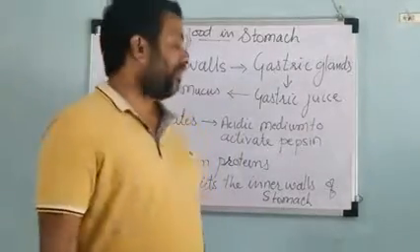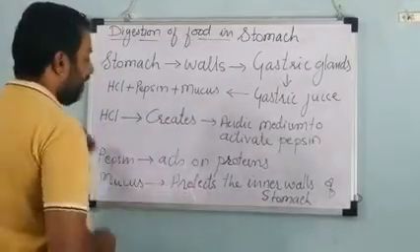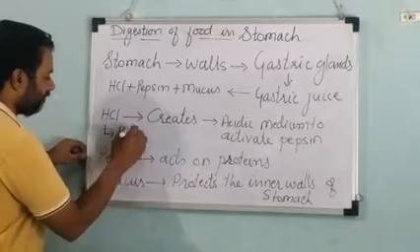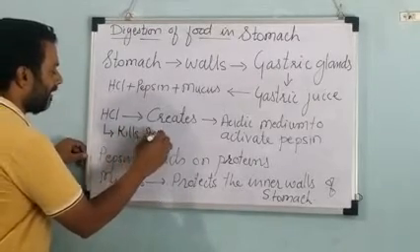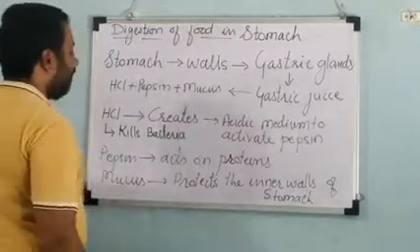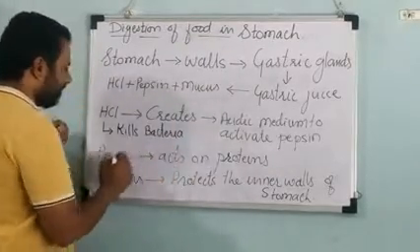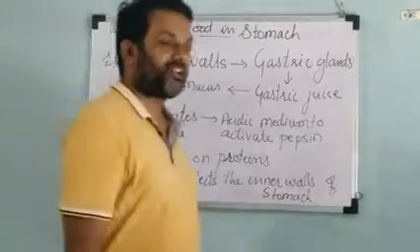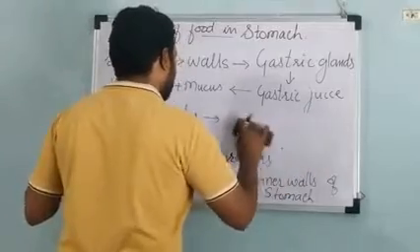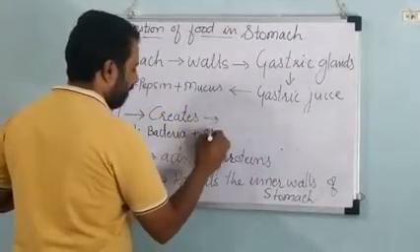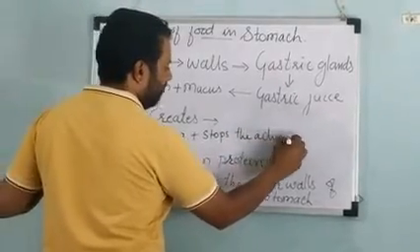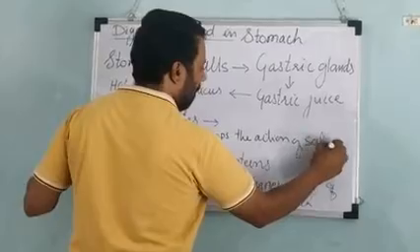Then the second important function of the HCl is that it kills the germs accompanied with the food. Okay, it kills germs or bacteria accompanied with the food. And the third important function performed by this HCl is that it stops the action of saliva.